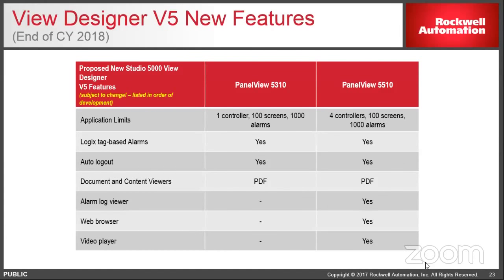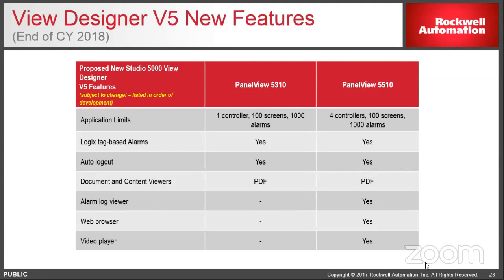And moving forward, we have to say this is subject to change. The software development process is sometimes, like I said, a living thing. It's an iterative process sometimes. But this is what we have in scope for V5 here at the end of the year. The big one here is we're adding additional screens to the 5310. We're adding additional controller support to the 5510.